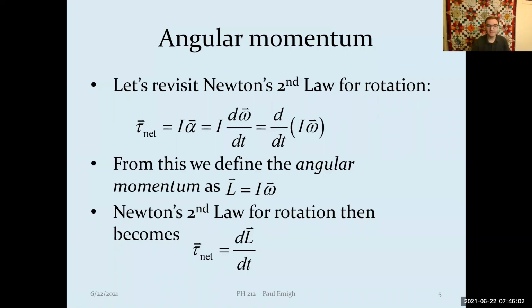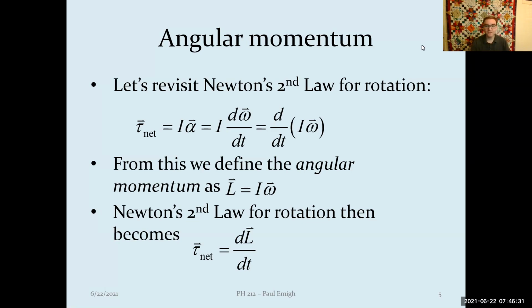So the last piece that we are going to add to our model for rotational motion is called angular momentum. The way that we are going to get it is actually the same way that we got regular translational momentum back in Physics 211. We are going to look at Newton's second law for rotation, which says that the net torque on a system is equal to the moment of inertia times alpha, which is the angular acceleration.